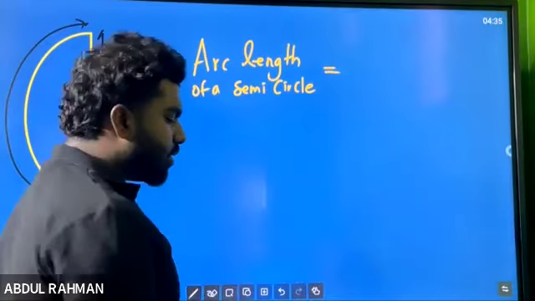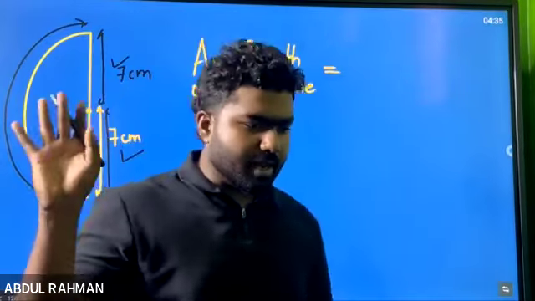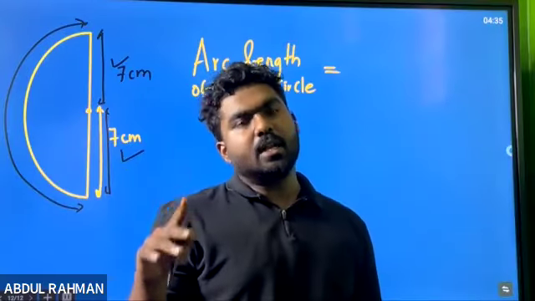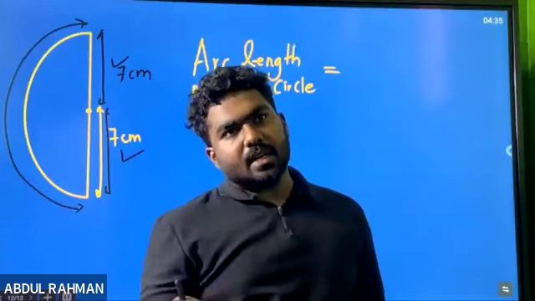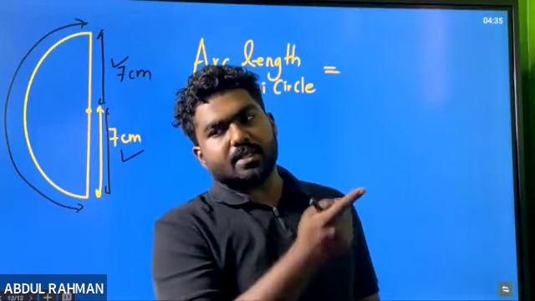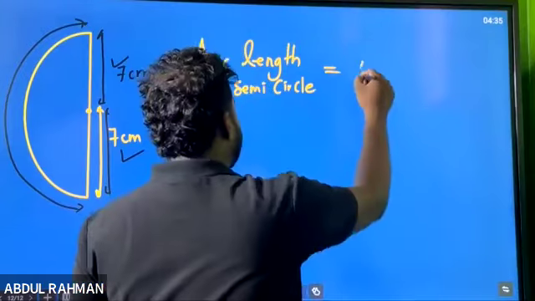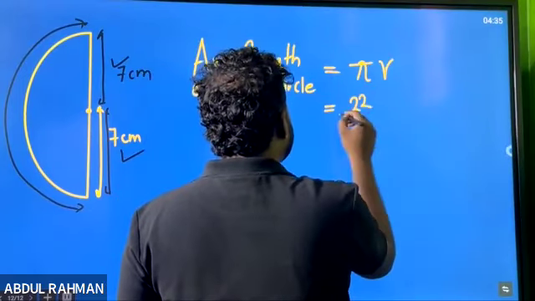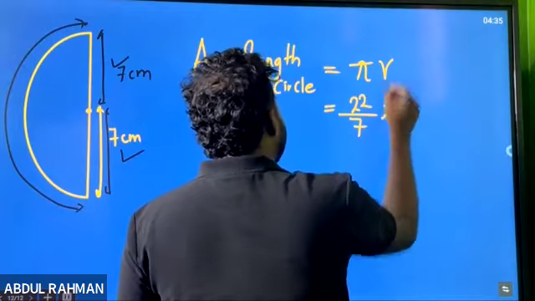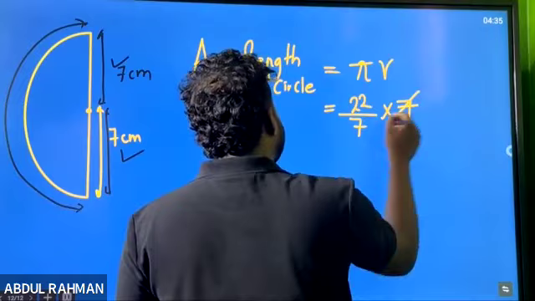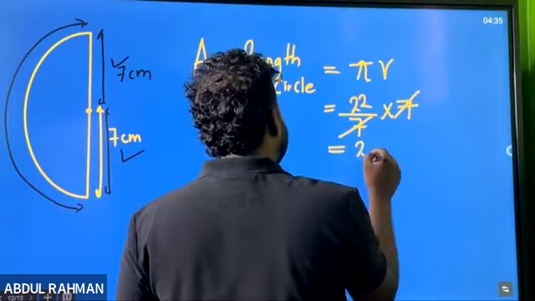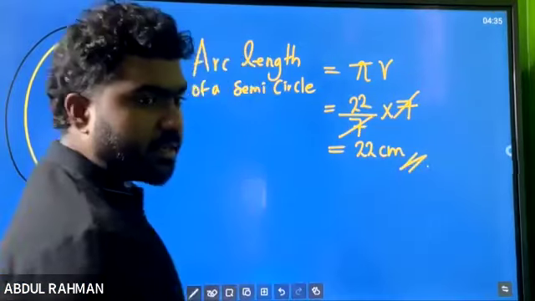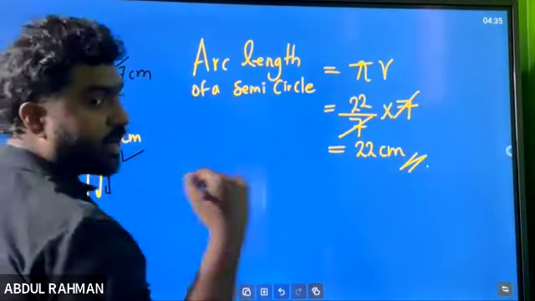What is the equation to find the arc length of the semicircle? No need to learn it by heart again. It is 2 pi r for the full circle. Semicircle means divide by 2. The 2 and 2 get cancelled off. What is the answer? Pi r. Substitute 22 over 7, radius is 7. The 7 and 7 get cancelled off. The answer is 22 centimeters. Now I'm going to find the perimeter.